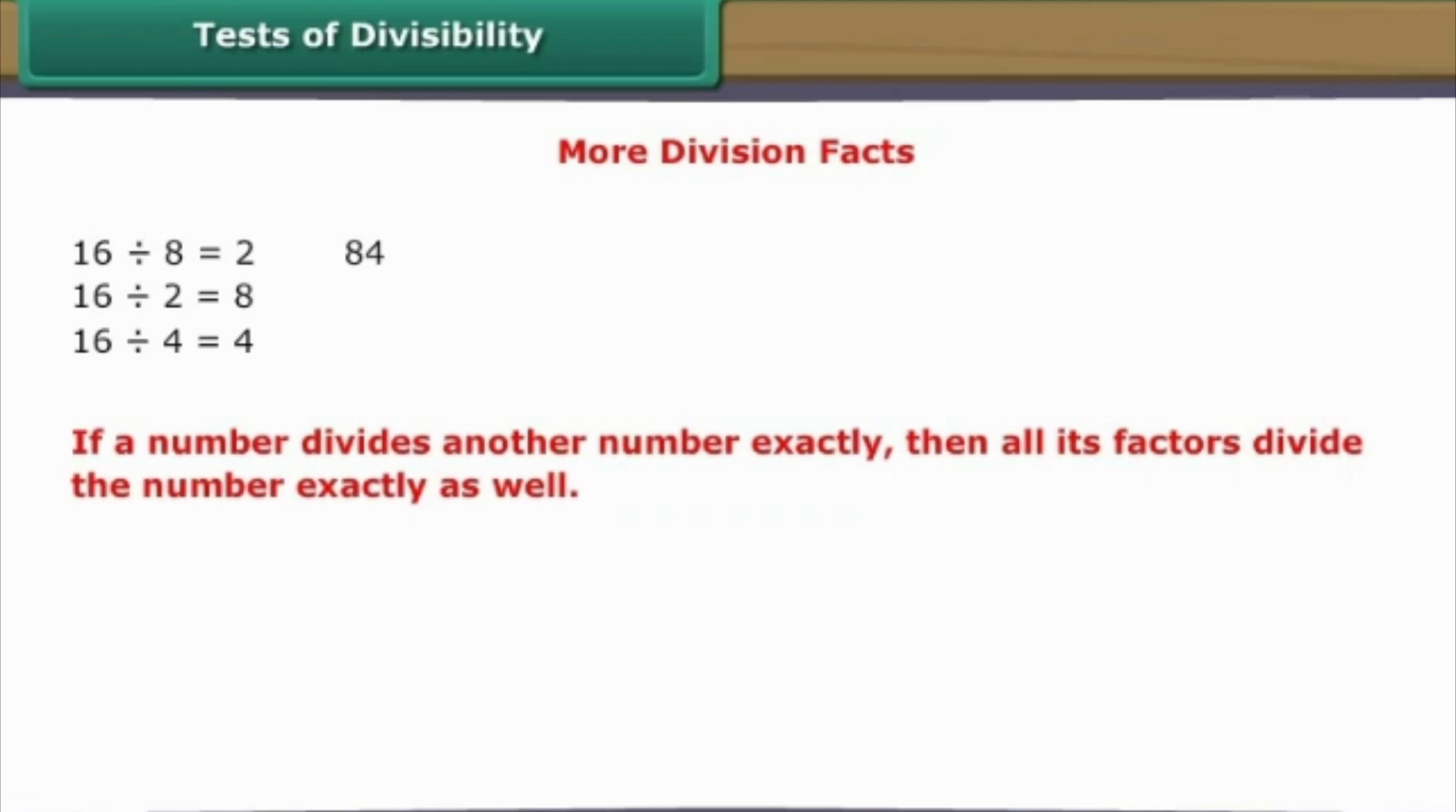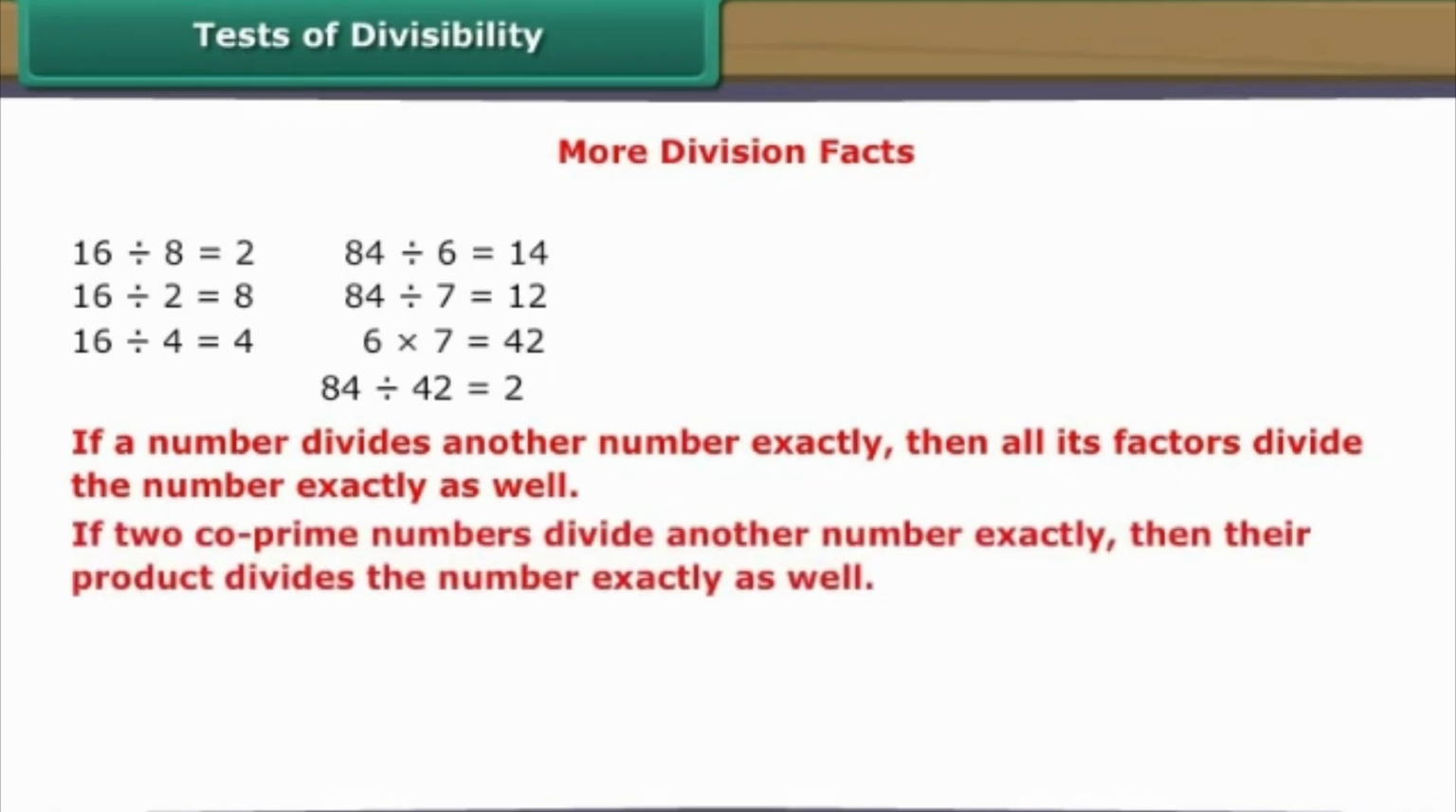Consider the number 84. The co-prime numbers 6 and 7 divide 84 exactly. Their product 42 also divides 84 exactly. Therefore, if two co-prime numbers divide another number exactly, then their product divides the number exactly as well.